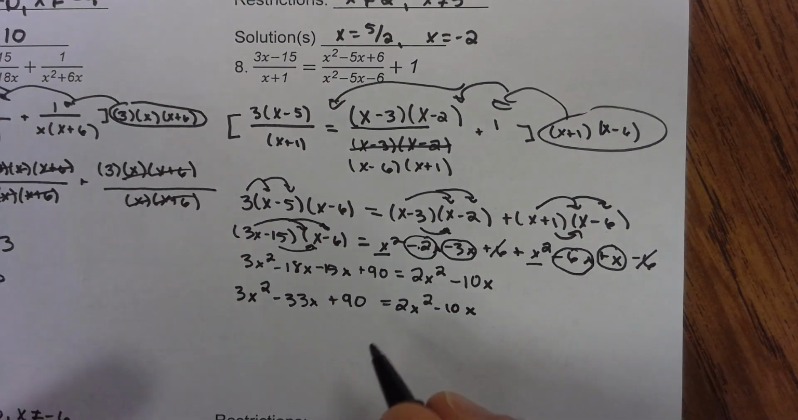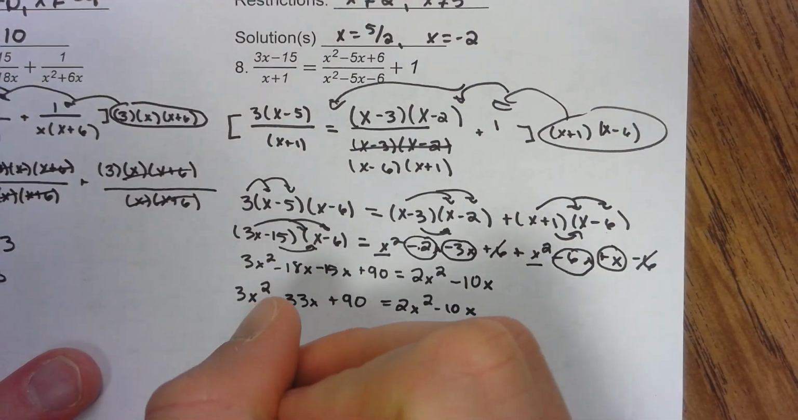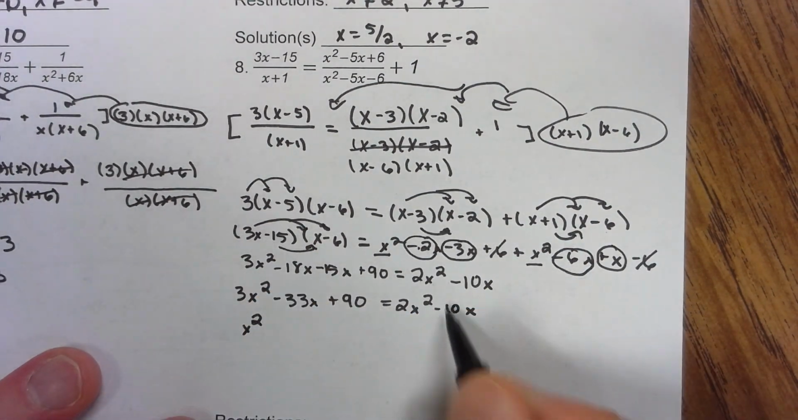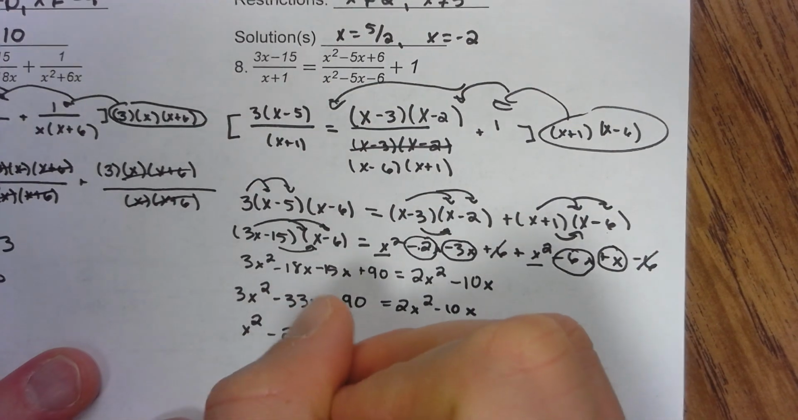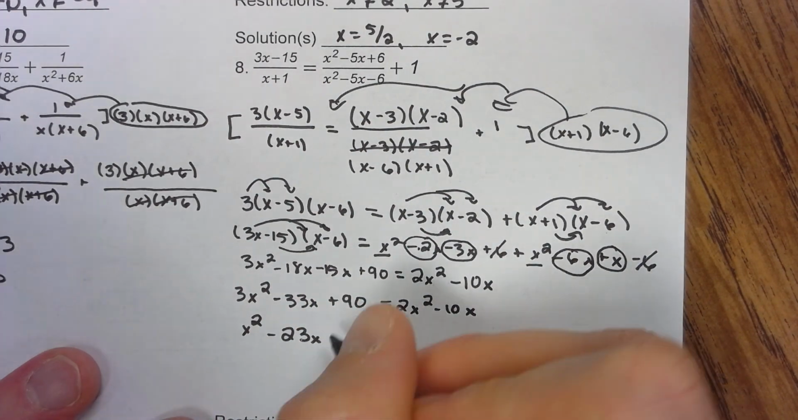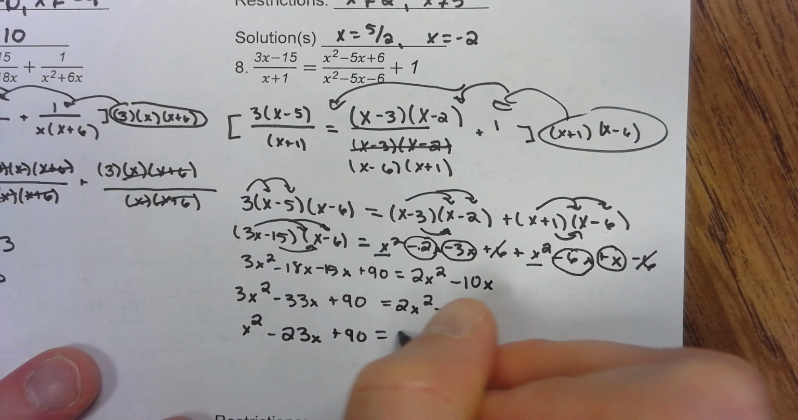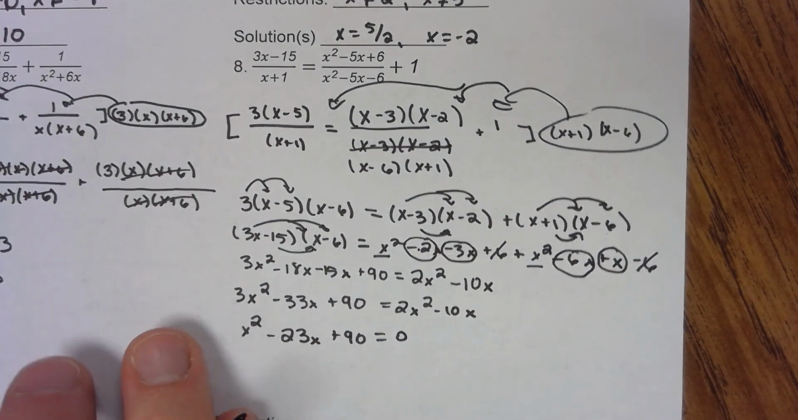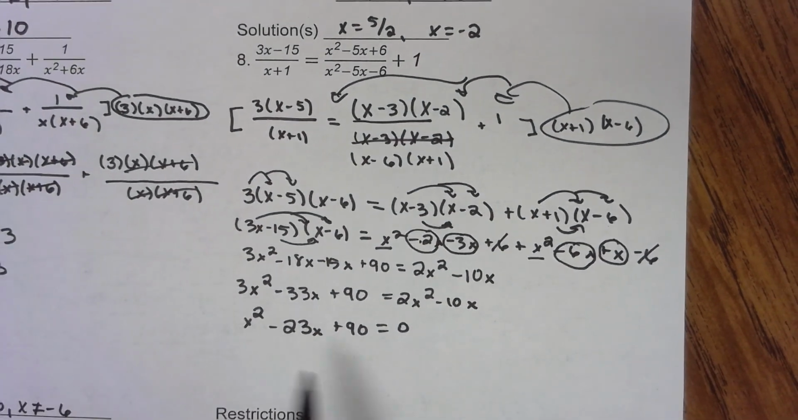So minus 2x squared, so that makes this 1x squared, add 10x, so that's minus 23x, and then we still have plus 90. Okay, so if we wanted to come up with the solutions, we're now deciding if that factors or if we have to do the quad formula. So are there two numbers that add to negative 23 and multiply to 90?